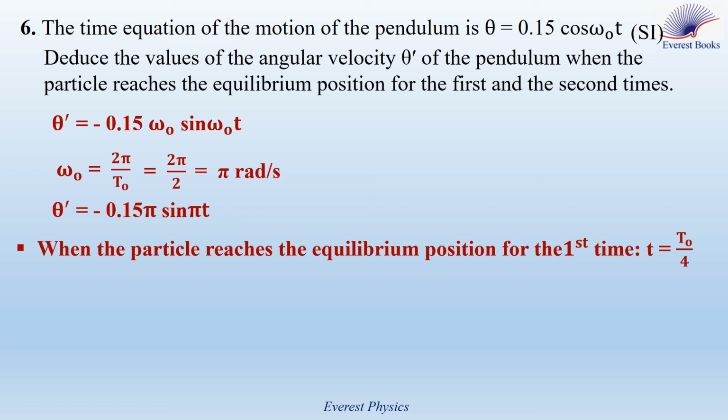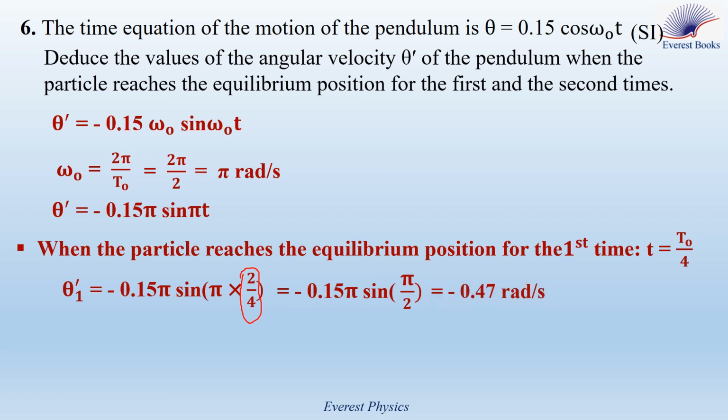Now replace t by T0 over 4, so theta prime of 1, which is the angular velocity when the pendulum passes through the equilibrium position for the first time, is equal to minus 0.15 pi sine pi T0 over 4, which is equal to 2 over 4. This is going to be minus 0.15 pi sine pi over 2. But sine pi over 2 is equal to 1. Therefore, theta prime of 1 equals minus 0.47 radians per second.